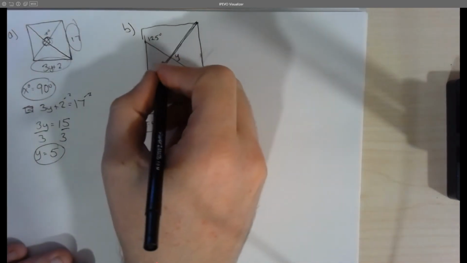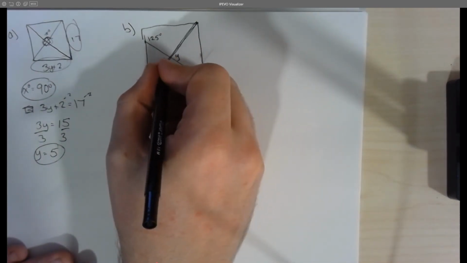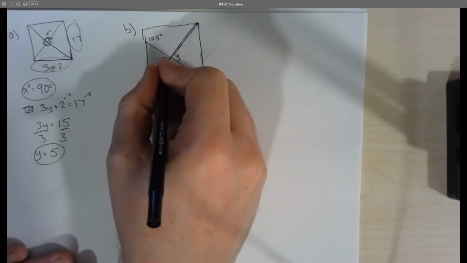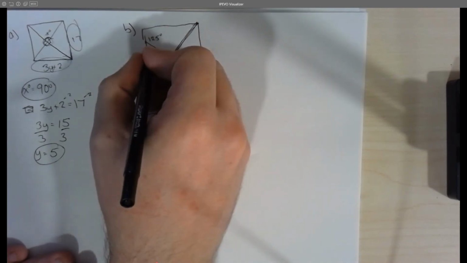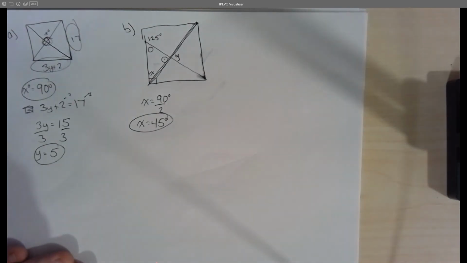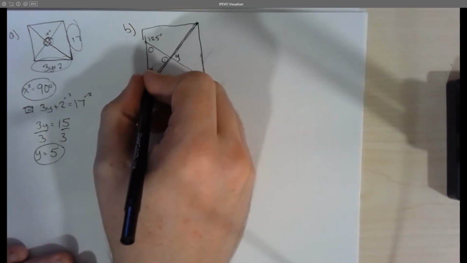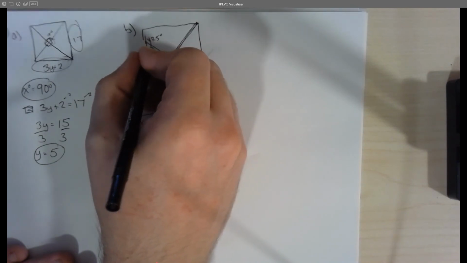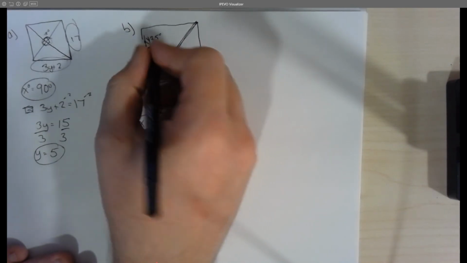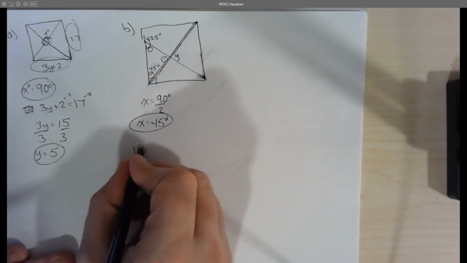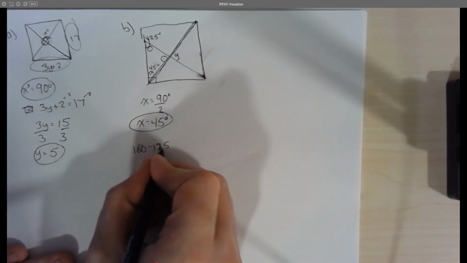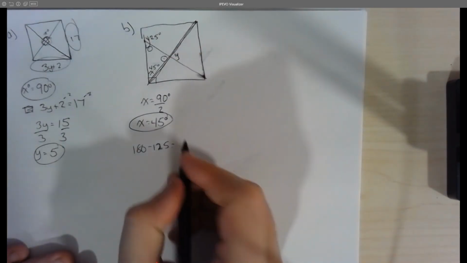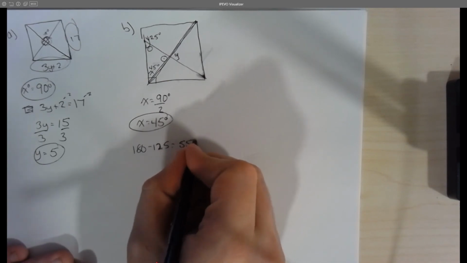Next we have to figure out y. Now y is a little bit tricky. To figure out y, I want to actually figure out this angle first. To figure out this angle, I have to figure out this angle first. I already know this is 45. This one is just going to be a straight line would be 180. I already have 125. So 180 minus 125 would mean that this angle here is going to be 55 degrees.